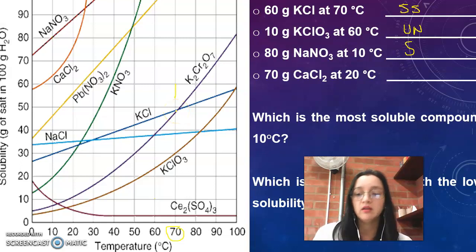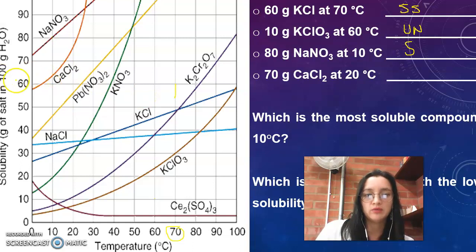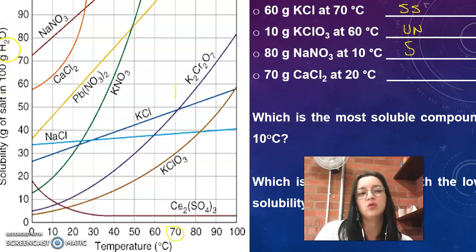But what if I double the amount of water? That would also allow me to double the amount of solute. So instead of having 100 grams of water, as the graph is showing in here, if I have 200 grams, it will allow me to dissolve double the amount of it. Okay, I think that's pretty much the type of questions that you might find.